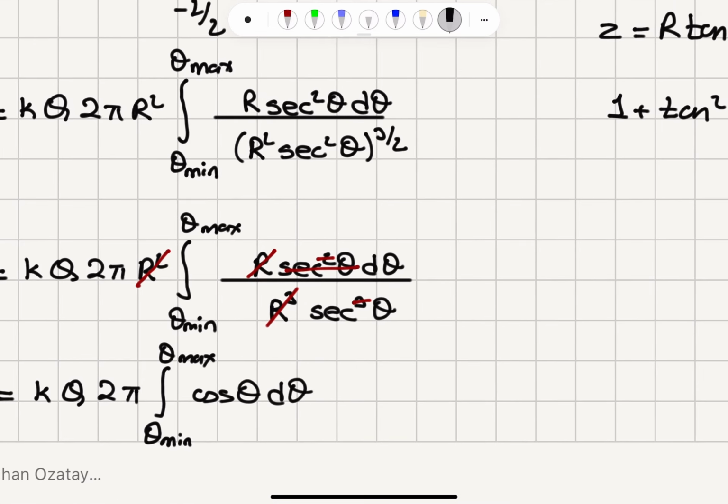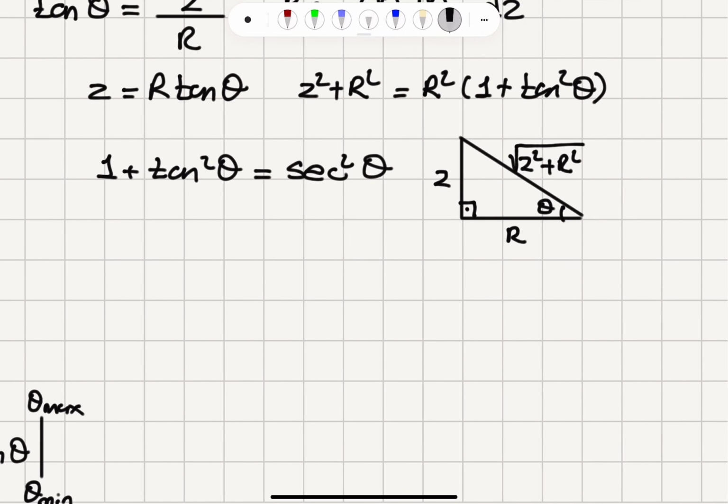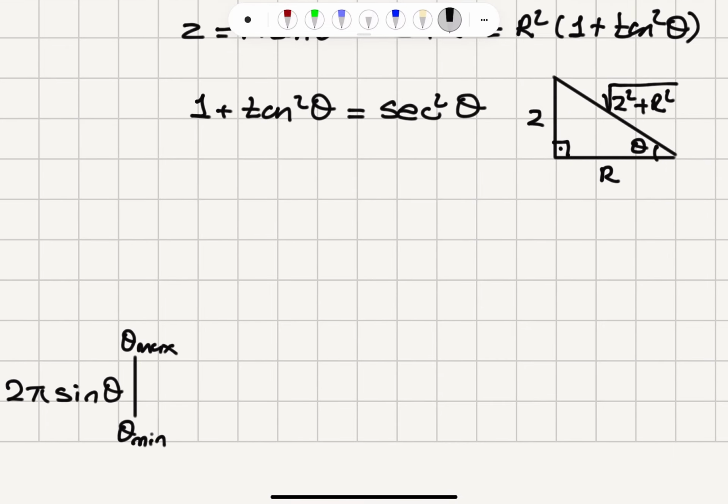And what is the integral of cosine? That is sine. So kQ 2π sine θ evaluated between θ minimum and θ maximum. And what is sine θ? I can determine here. It is z divided by the square root of z squared plus R squared.